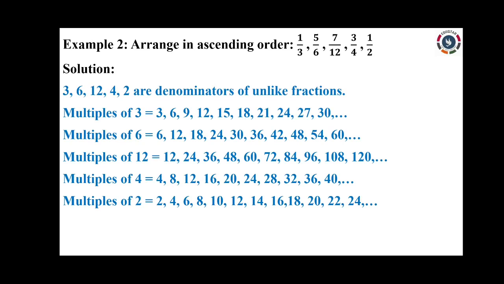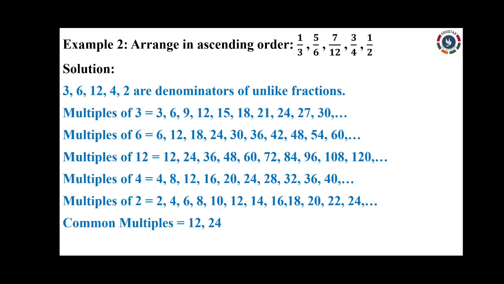To find LCM, before that we have to find common multiples. Common multiple means that the multiple must be present in multiples of 3, multiples of 6, multiples of 12, multiples of 4 and multiples of 2. Here the common multiples are 12 and 24. These two common multiples are present in multiples of 3, 6, 12, 4 and 2.